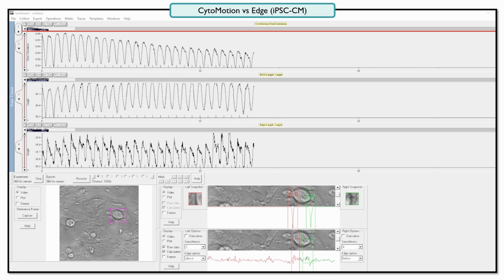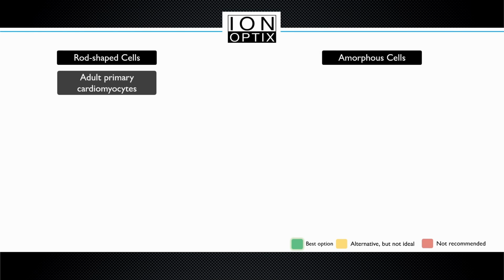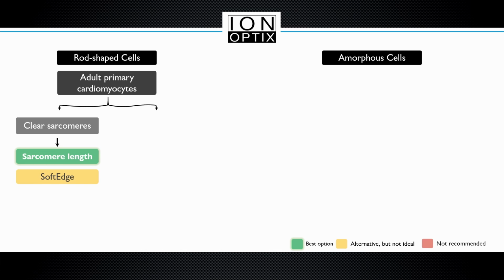Let's summarize everything and have one last look at the best contractility modules to be used based on your sample. If you have adult primary cardiomyocytes that are healthy and show clear sarcomeres, go for the Sarcomere Length algorithm, as it provides absolute values with reliability, data reproducibility, and ease of use. If you work with diseased or genetically modified models where the adult cardiomyocytes do not show clear sarcomeres, then use SoftEdge, as it is more reliable in these cases. If you opt to use SoftEdge, then your options are outside in and box.